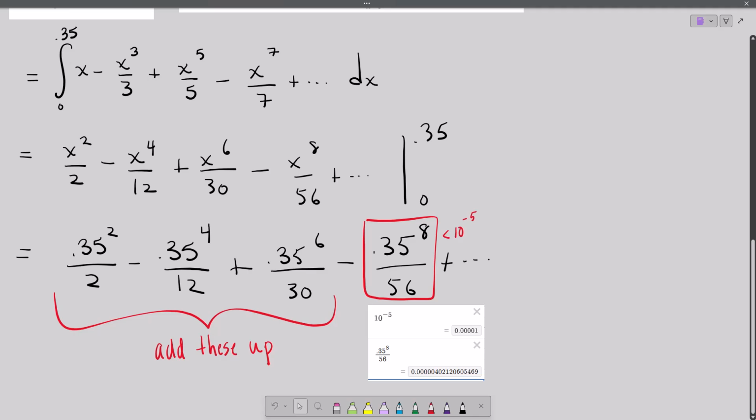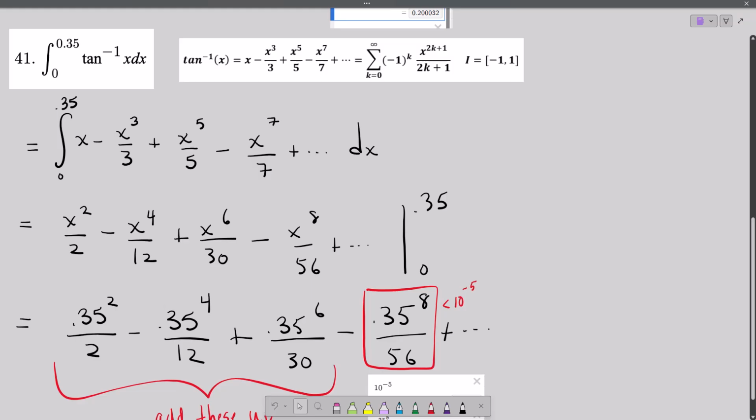Yeah? I saw that you kind of show us that the inverse tangent of x is equal to all those things. Would that be given to us, or is that something that we have to recognize?